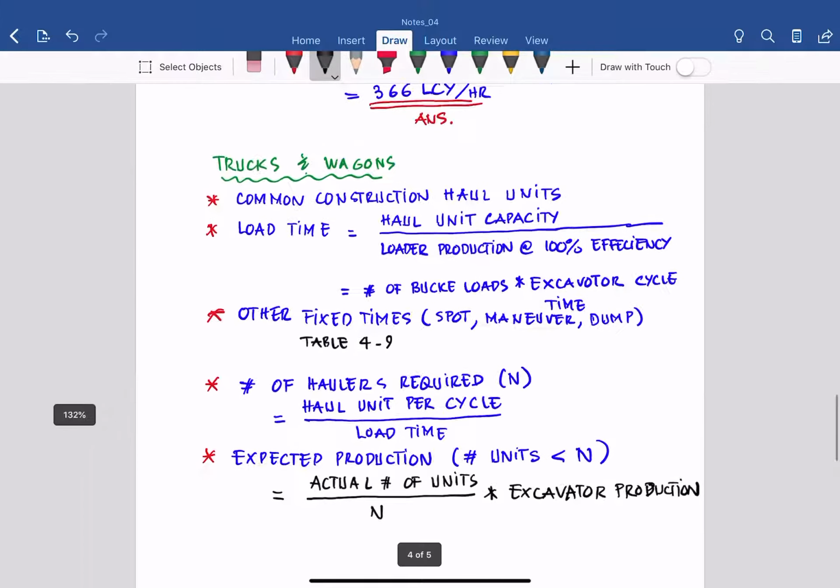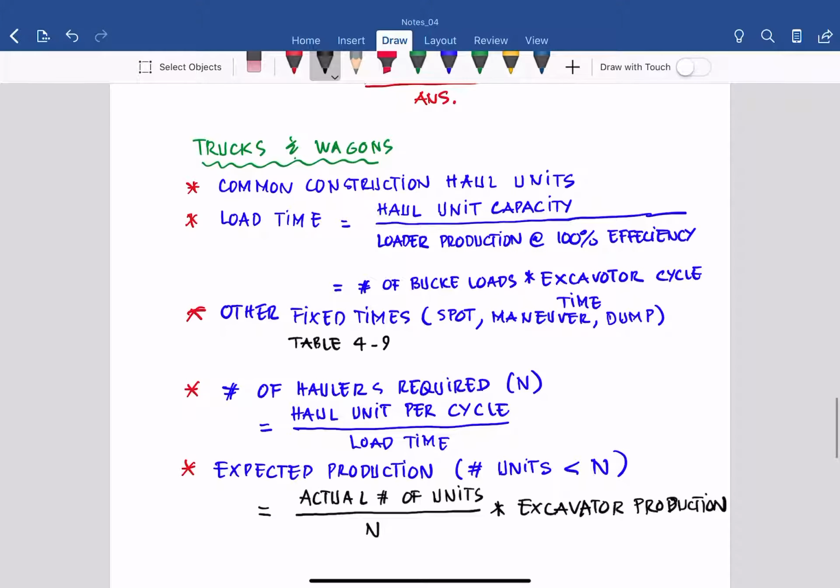So those are the equations to determine the trucks and wagons. And in the next and last video, we will apply that in the next and last problem, problem 3.